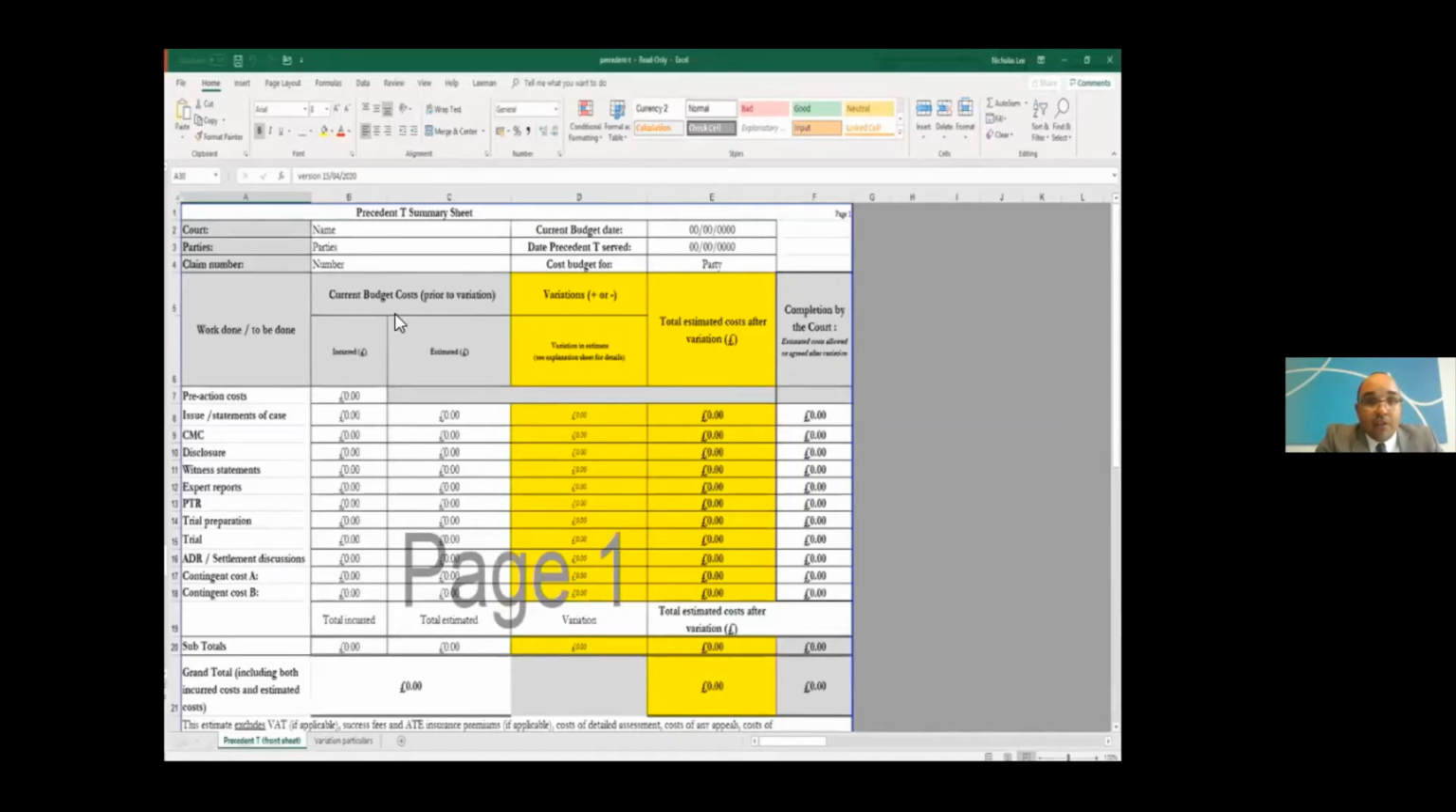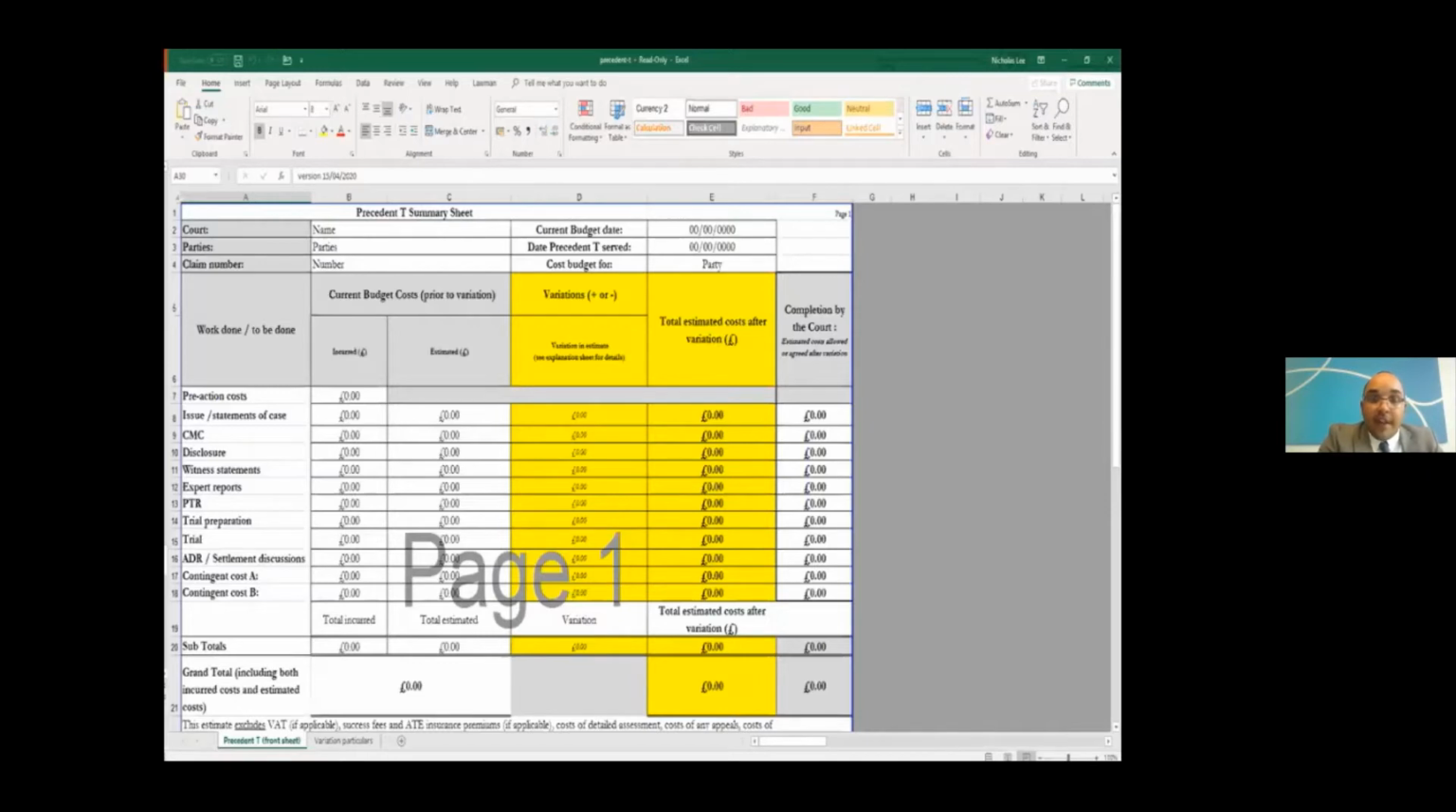In this grey section here, the applicant, the party applying to revise their budget, has to set out what costs have already been incurred as at the date that the budget was prepared, and what costs were approved or agreed, again, as at the date of the cost management order or as agreed between the parties. So in effect, that resembles what has already been agreed between the parties or approved by the court.